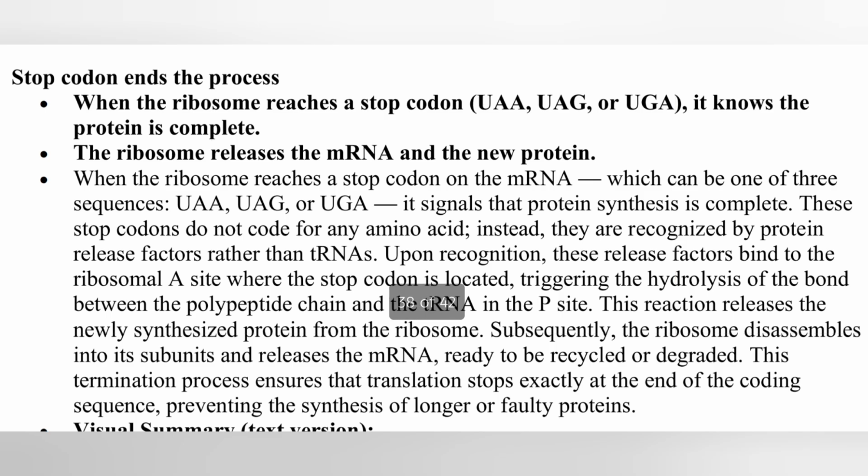When the ribosome reaches a stop codon, UAA, UAG, or UGA, it knows the protein is complete.